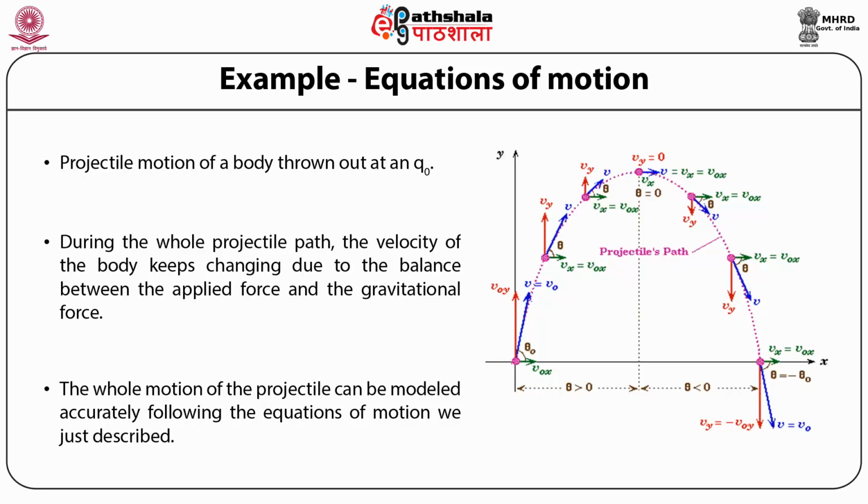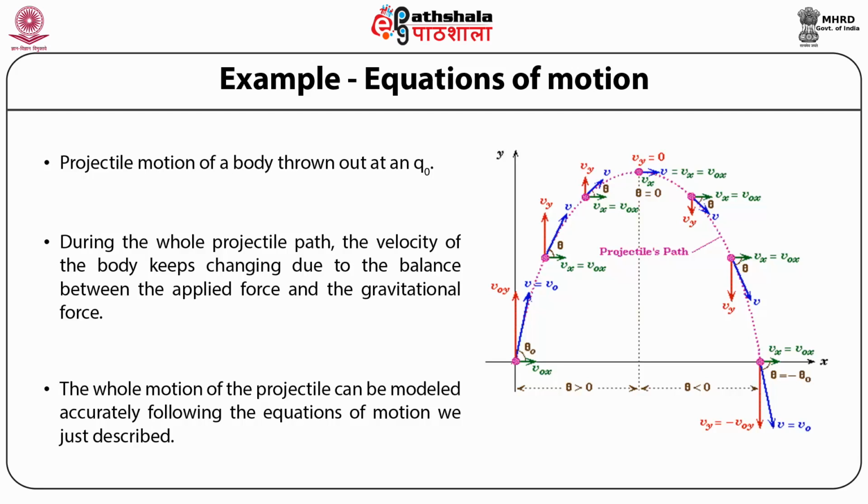The whole motion of the projectile can be modeled accurately following the equations of motion that we just described in the last slide. So here, the particle which is thrown out at an angle theta, or theta naught here in this picture, with an initial velocity v naught, reaches a maximum height where the angle with respect to the ground is 0 and the velocity is 0, and the total energy the particle has at that point is only the potential energy, because the velocity is 0, so kinetic energy is 0.